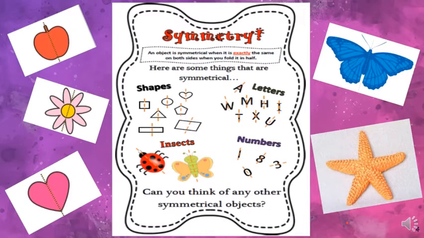An object is symmetrical when it is exactly the same on both sides when you fold it in half. Here are some things that are symmetrical, like shapes, letters, insects, numbers. If you look at these things on the side, you can see imaginary lines that show you that they are the same on both sides. Can you think of any other symmetrical object?